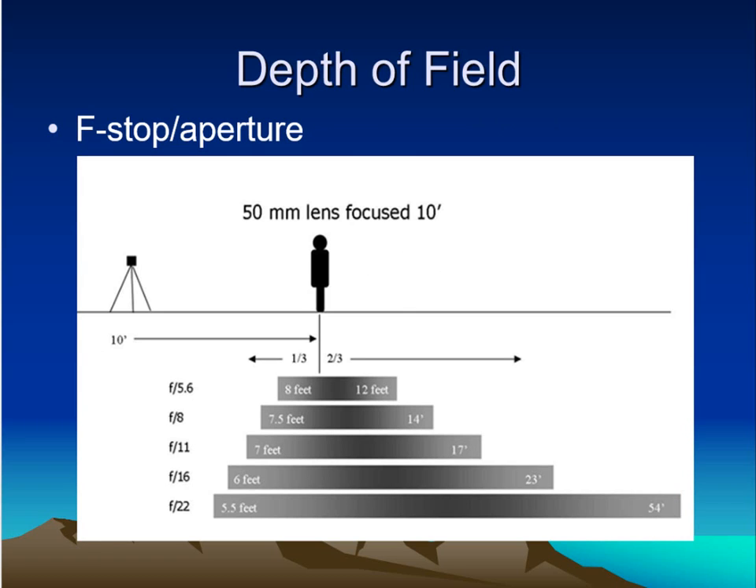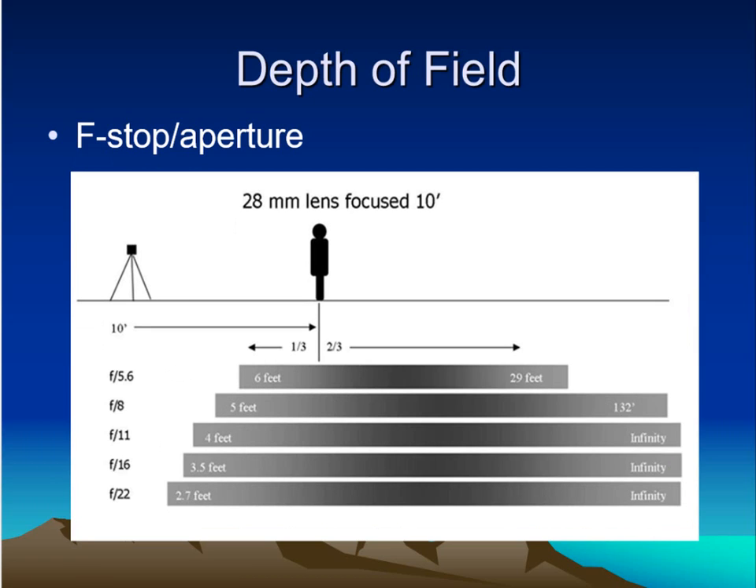Now let's take a look at how your aperture affects depth of field. The smaller your aperture, the more depth of field. So again, 50 millimeter lens focused at 10 feet. When I'm at f5.6, my depth of field is 8 to 12, and you can see f11 goes 7 feet to 17 feet, and at f22, 5.5 feet to infinity. Now, as you can see, this is not so much the 1/3, 2/3. It's already changing. It might be more like 1/4 in the front and 3/4 in the back. Hard to say. But my point is that the smaller your aperture, the more depth of field you're going to get.